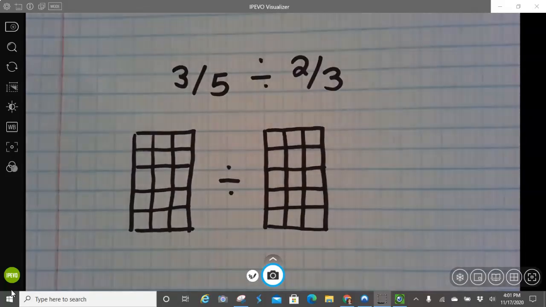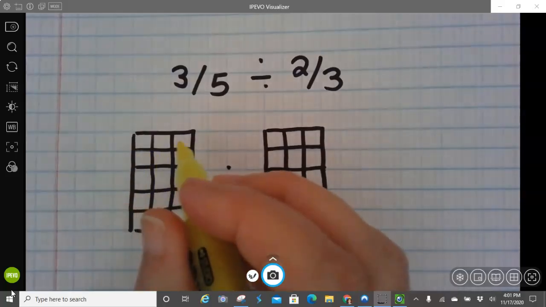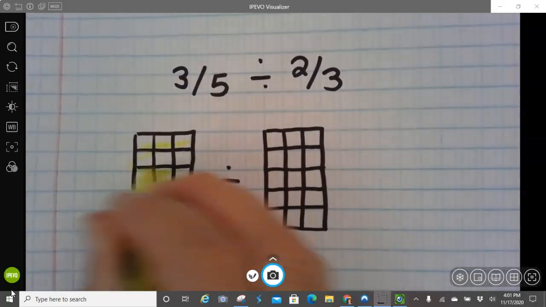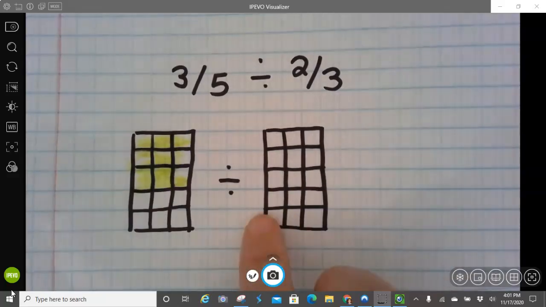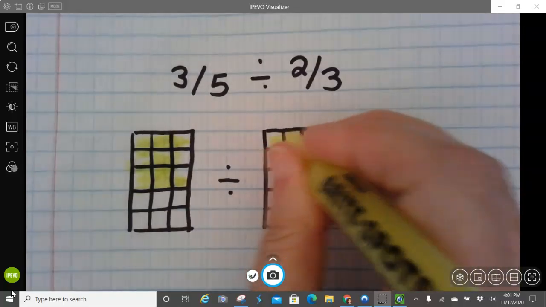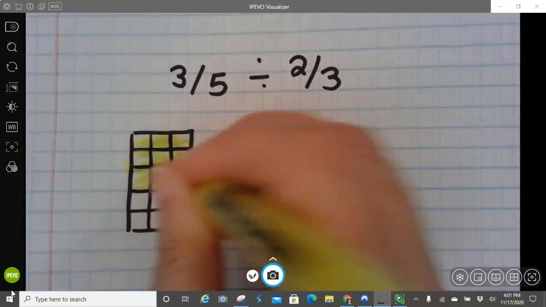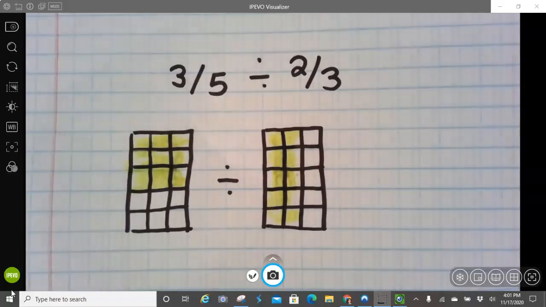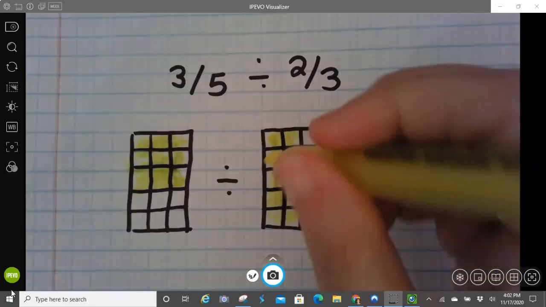Then we want to shade to model the fraction. So this is 3/5. I've got 5 rows, so I'm going to shade 3 of the 5. And over here, I want to model 2/3. Well, I've got 3 columns, so I'm going to shade 2 out of the 3 columns. So now you can see that I've got 3/5 divided by 2/3.